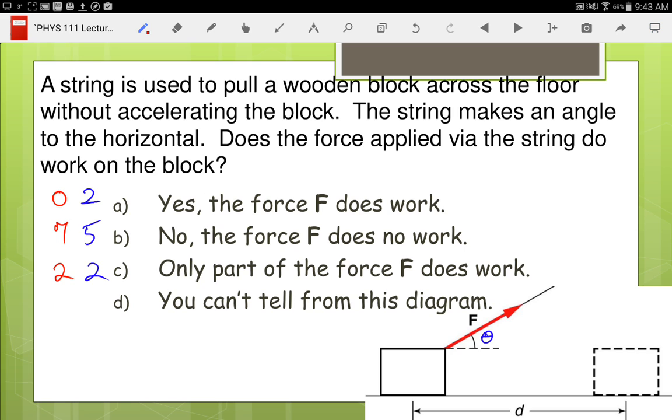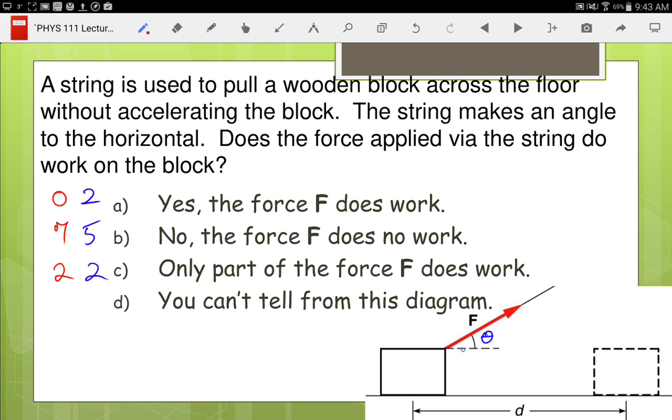What's the question you have to ask to determine if work is done? There's 2 things. Is it going a distance? And is it parallel to the force? Those are the 2 things. So we look at this. Is it moving? Yay or nay? Yes, it's moving.